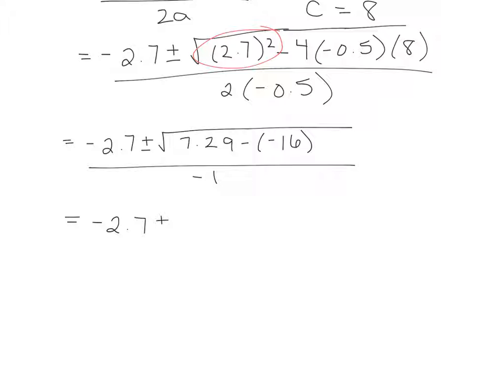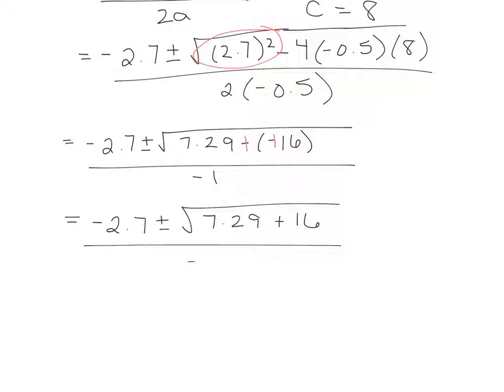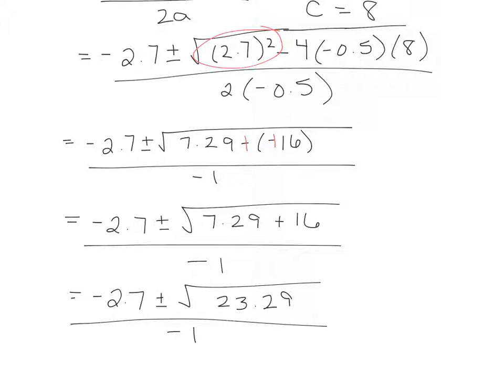Now we're going to simplify the value underneath the square root, so we have 7.29 minus a negative 16. When you have minus a negative, these negative signs turn to positive signs. So this becomes 7.29 plus 16. And again, we're just working inside the square root. 7.29 plus 16 gives us a value of 23.29. And again, that's all over negative 1.